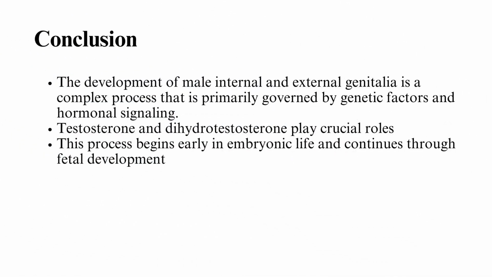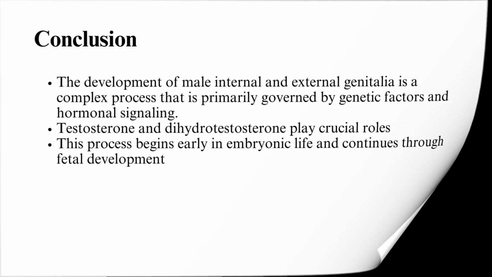In conclusion, the development of male internal and external genitalia is a complex process that is primarily governed by genetic factors and hormonal signaling. Testosterone and dihydrotestosterone play crucial roles in the differentiation of the Wolffian ducts into male reproductive structures, the formation of the penis and scrotum, and the descent of the testes into the scrotum. This process begins early in embryonic life and continues through fetal development, ensuring the proper formation of male reproductive organs.